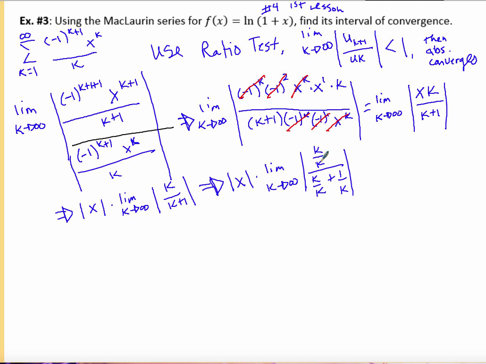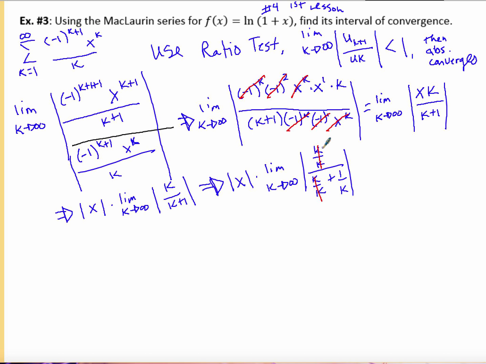Really what I'm doing is multiplying by 1 over k on the top of this fraction, and I'm also multiplying by 1 over k on the bottom of this fraction. As long as I'm multiplying the same number on the top and the bottom, I'm not changing the value of this fraction at all, but I am making it a bit easier to take the limit of, because as k goes towards infinity, 1 divided by k will approach 0.